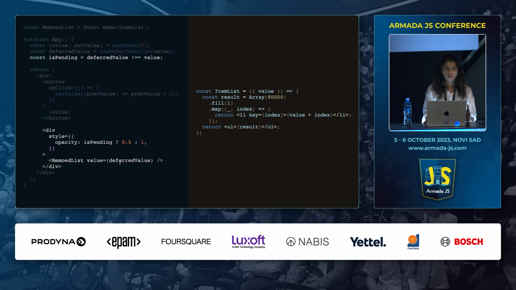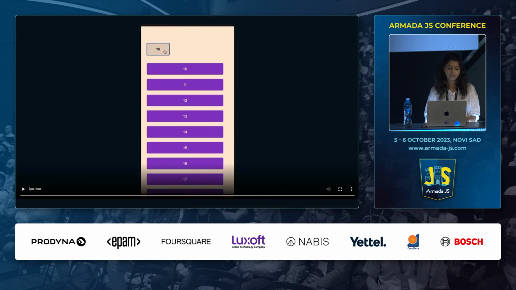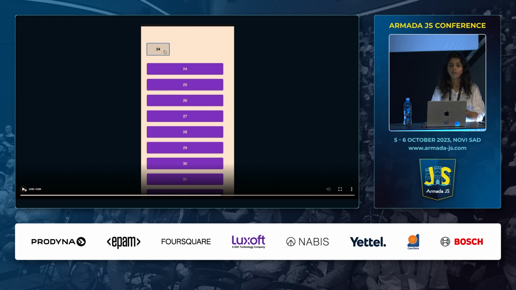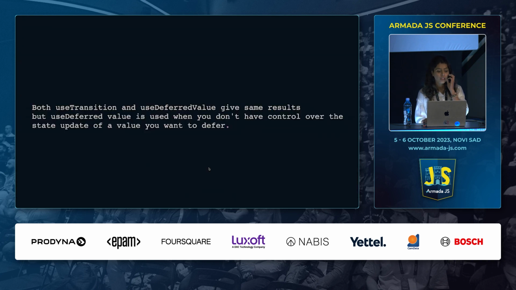So now, in order to show the pending state, we can check if the deferred value is not equal to value, then the transition is still pending, and we can show the list with reduced opacity. And now if we try to run this, you can see the button is really responsive. You improve the performance, you improve the UX, and the list is taking some time to get updated, but that is OK. So both useTransition and useDeferredValue give us the same results.